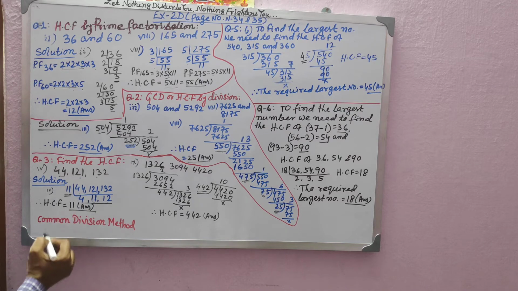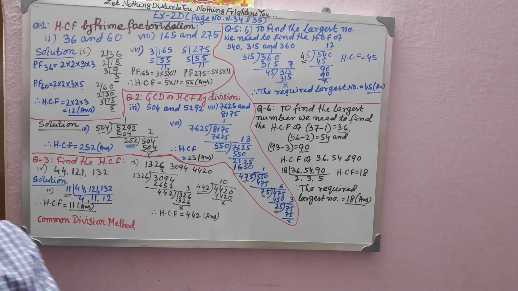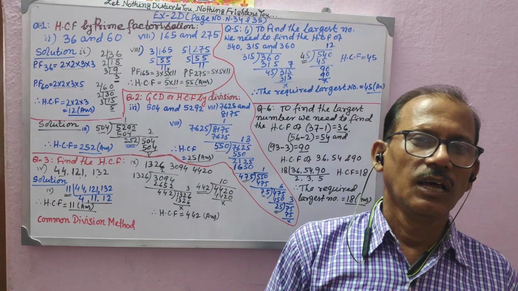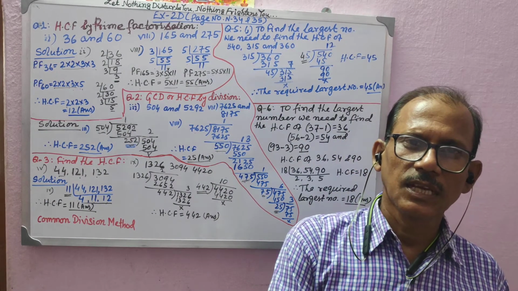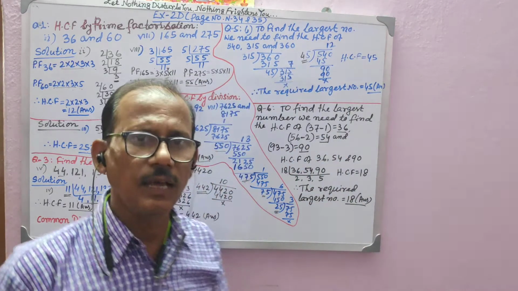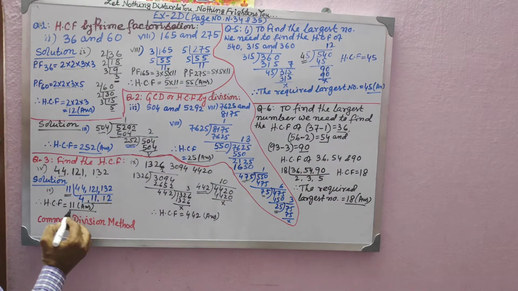This is called the common division method. With all the numbers together, try to divide with a common divisor which can divide all the three numbers, then go on in that procedure, and the product of all the common divisors will be the H.C.F. I hope you have understood it. 11 is the H.C.F for it.